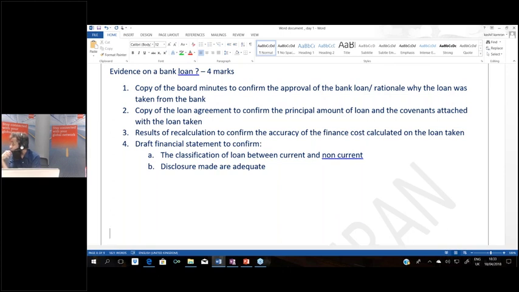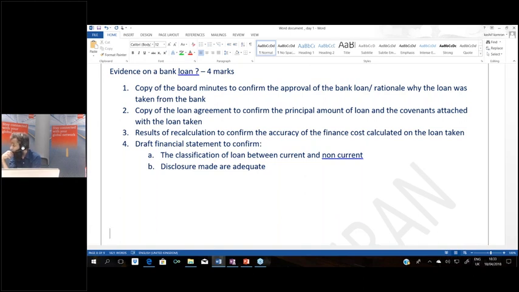Can we use copy of recalculation rather than results? No, Ali Raza, because recalculation is something which has been done by the auditor, not management. You do recalculation, right? So results is a professional word. Stick to results.